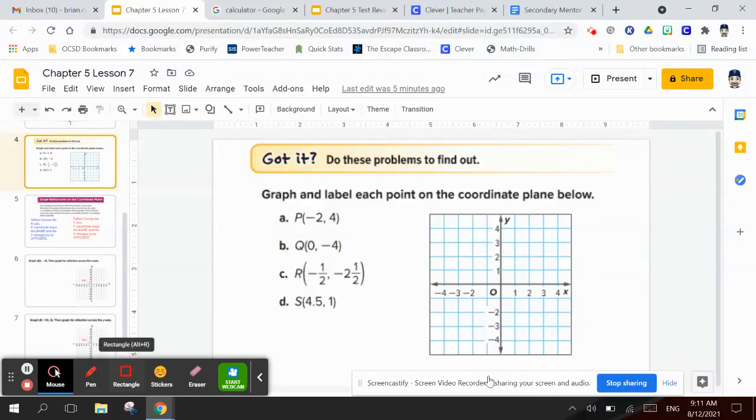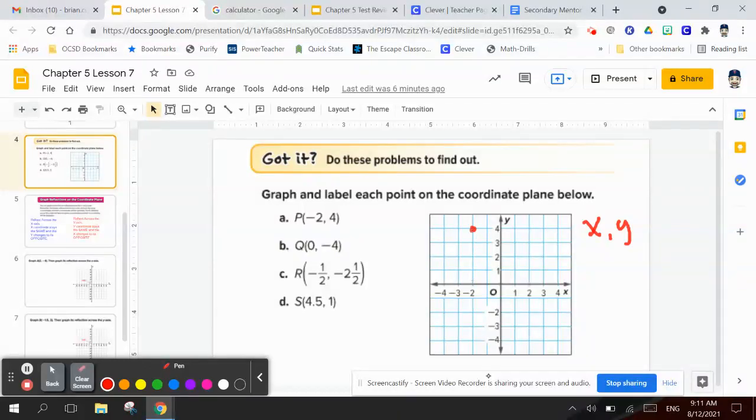So again, let's graph and label each point on a coordinate plane. P is (-2, 4). If I start at 0, I go to -2 on the x value first. Remember, x is first and then y. So I go over to -2. Then I go to 4. 4 is up, so I go up, and here's point P.